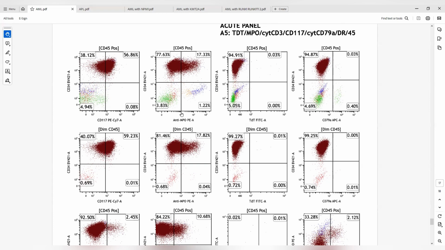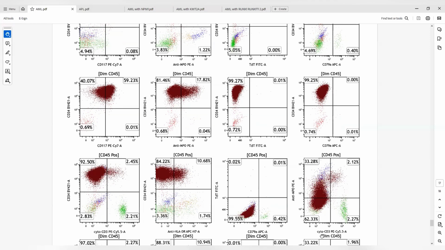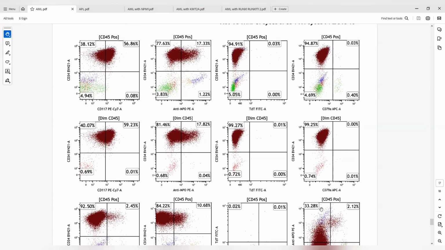And then CD2, CD3, and CD5 were negative. In that case, here we do have cytoplasmic CD3, which is the most specific marker for T cell differentiation, negative as well. So it's not a T lymphoblast population. And then B cell differentiation markers like CD19, CD20, CD79A, as well as CD10, they were all negative. So there's no evidence of B cell differentiation. So putting all these findings together, the findings support an acute myeloid leukemia.